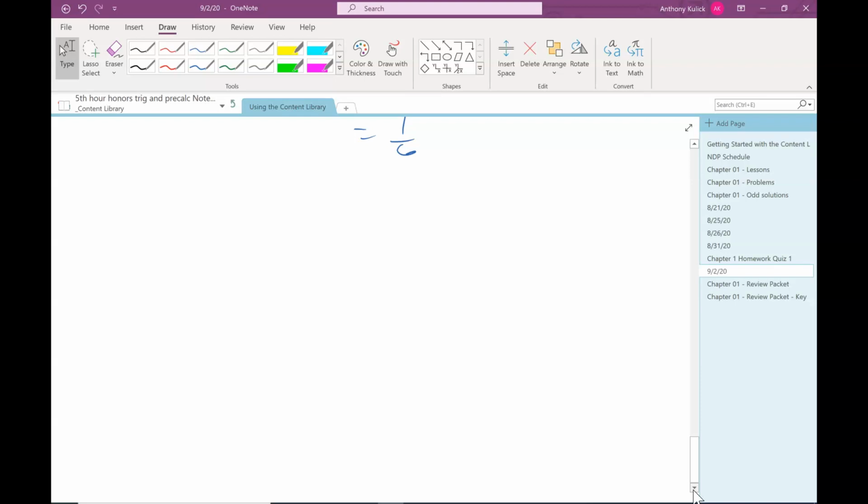And I grade them in OneNote, and I'll put it back in your notebook when I finish grading it. So if you go look later, probably not today, but by next week, if you look in your OneNote, you'll probably see a new page with that graded homework quiz in it.